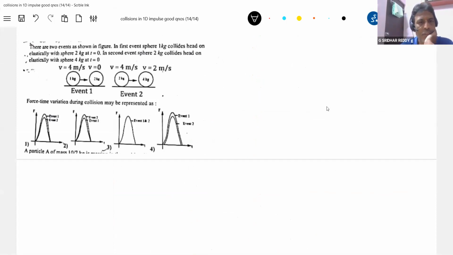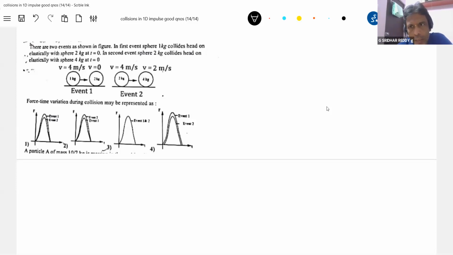There are two events as shown in the figure. In the first event, a 1 kg sphere collides head-on elastically with a 2 kg sphere at t equals 0. In the second event, a 2 kg sphere collides head-on elastically with a 4 kg sphere at t equals 0. And that particular thing they're plotting. So which is event 1 and which is event 2?